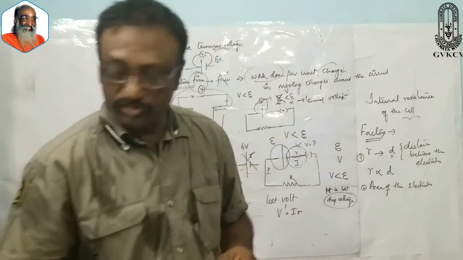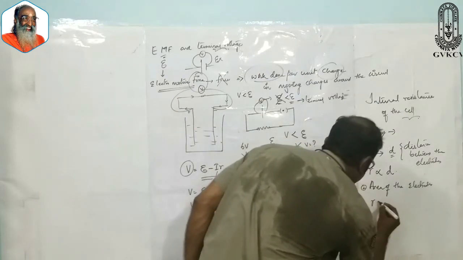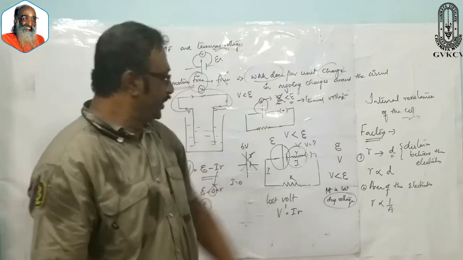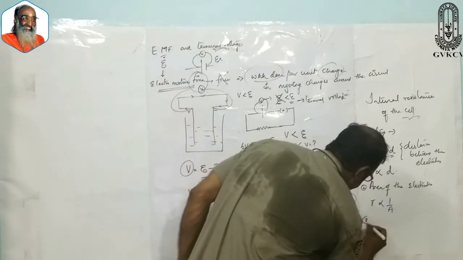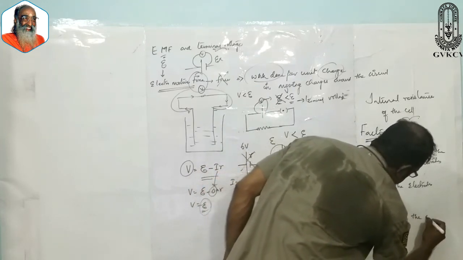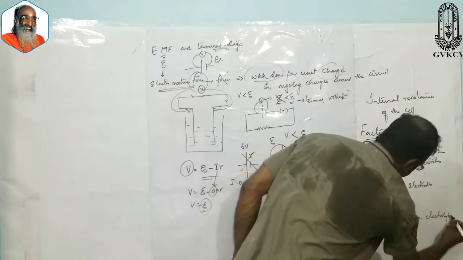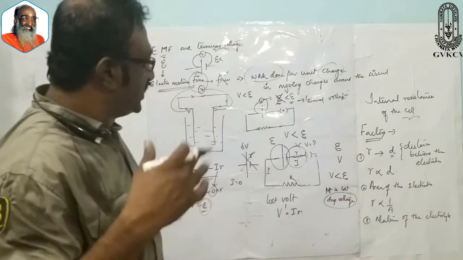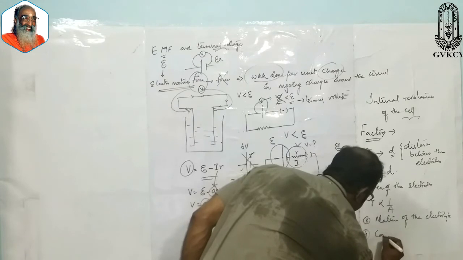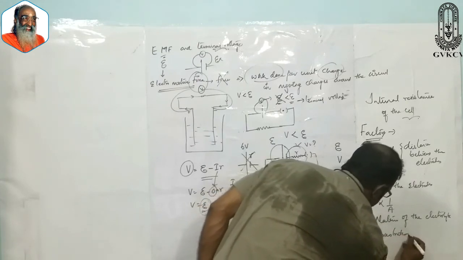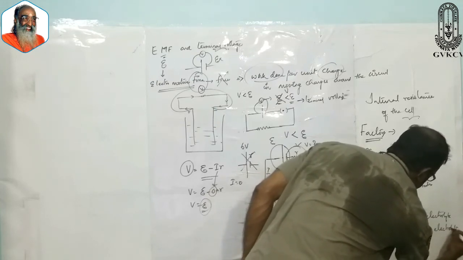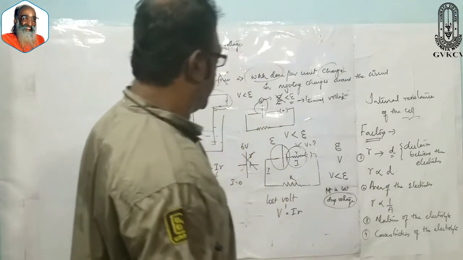And the other one is the nature of the electrolyte. Whenever the electrolyte changes, the internal resistance also changes. And the concentration of the electrolyte. These are all important points for a good question for your board examination, so keep them in mind. Concentration of the electrolyte: the more the concentration, the more will be the resistance.